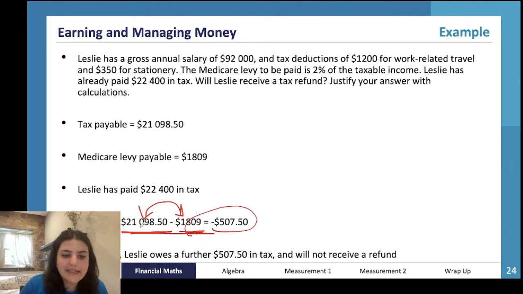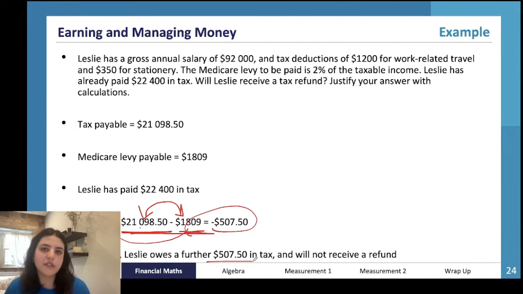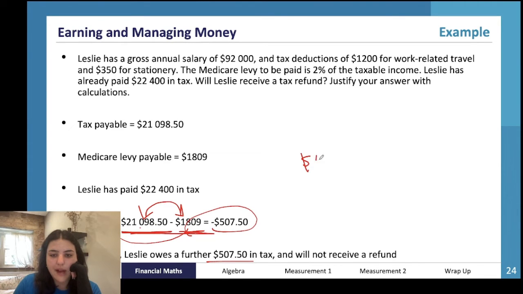507.50. Now, yes, this number is smaller than this number, but because of our Medicare levy, we actually owe a further $507.50 in tax. So in this question, you would not receive a refund, you would receive a tax bill, and you want to answer it something like this. You would want to write like $507.50 payment, and then you can even indicate right under that, will not receive a refund.